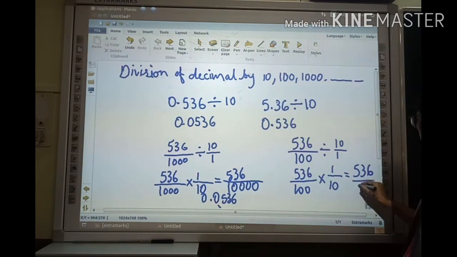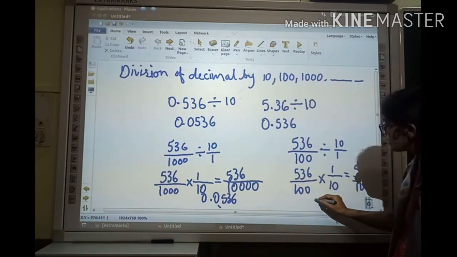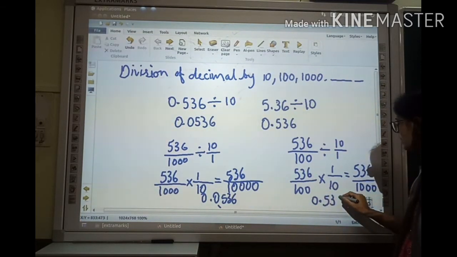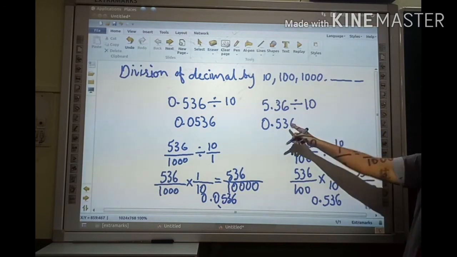536 upon 1000, right? Two zeros of 100 and one zero of 10. So how do I have to place the decimal? 0.536. 5, 3, 6. That I have already told you here.